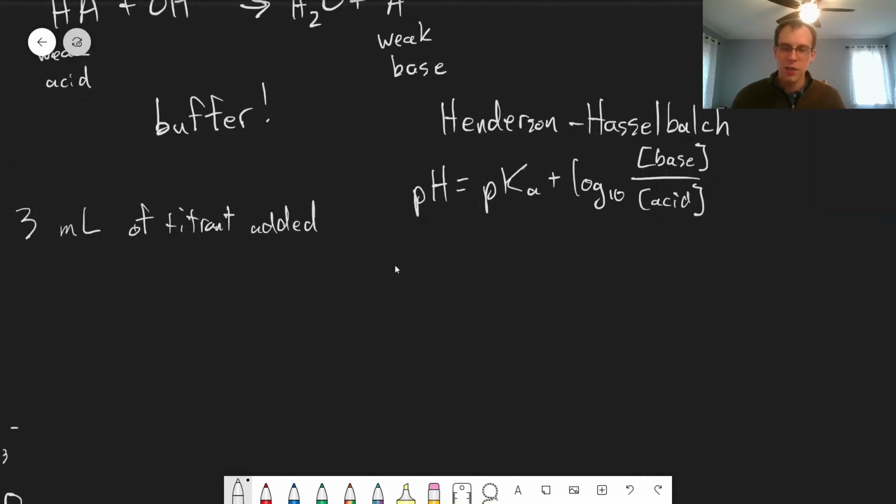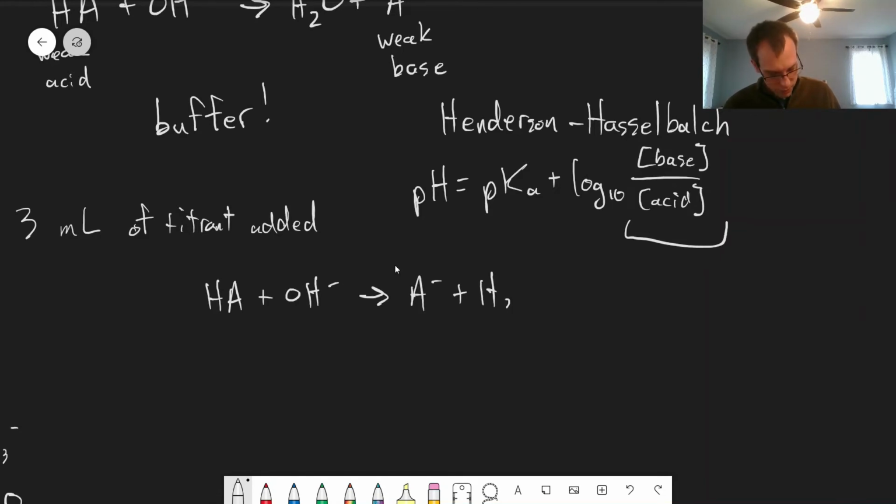recognize that in the Henderson-Hasselbalch equation, we just care about ratios, right? So it's just this ratio between base and acid that matters. So let's think about what's happening here. So HA plus OH minus, this is our reaction that's happening. It goes to A minus plus H2O. So if we imagine that we start initially with one total amount of HA, in this case it actually is 1 exact millimole, but just 1.